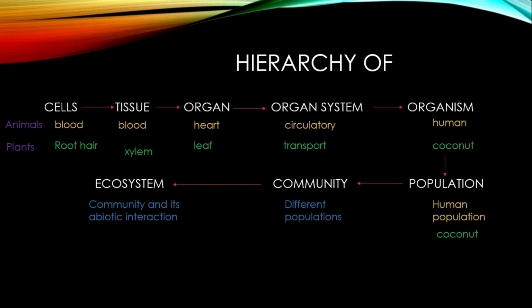So let's go again. Cells will combine to form tissue, tissue will combine to form organs, organs will combine to form organ system, and organ systems combine to form organism. Of course, many organisms of the same species are going to form a population, and different populations will come together to form what we call a community. Now a community interacting with its abiotic component will form what is called an ecosystem.